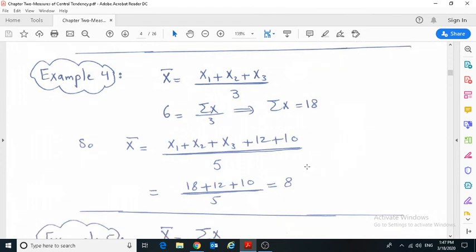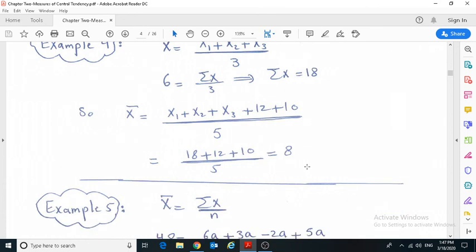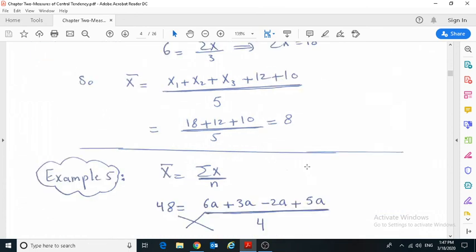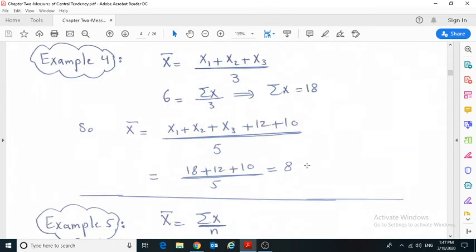Add to this number 12 plus 10, so this will be the sum of the 5 numbers. We add 18 plus 12 plus 10 divided by 5, which is equal to 8. So the x bar for the 5 new numbers is 8.